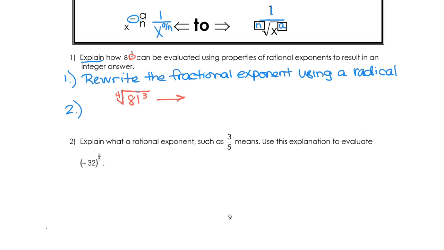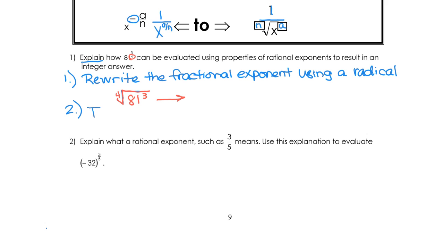All right. So we could do one of two things here. We could take the 4th root of 81 if we knew it, or we could take 81 and raise it to the 3rd power. Okay. 81 to the 3rd power is going to make your number really big, and then you're going to have to take the 4th root of a really big number. All right. So it's actually going to be easier to take the 4th root of 81. It'll make your number smaller.